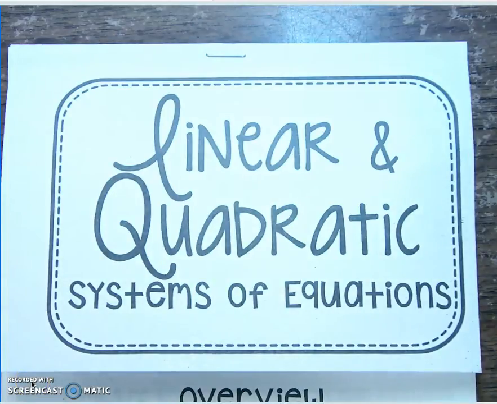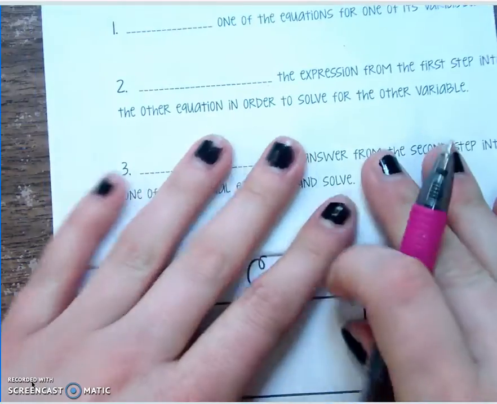This lesson is on linear and quadratic systems of equations. Recall that a system is where there are two lines or equations graphed on the same coordinate plane, and in a system we're going to look to see the solutions where they intersect. Okay, so let's get started with an overview.